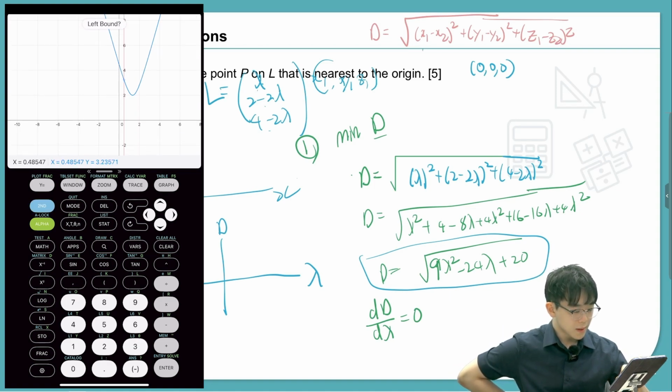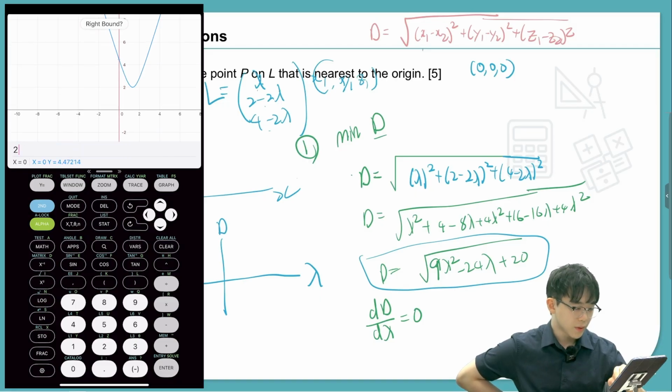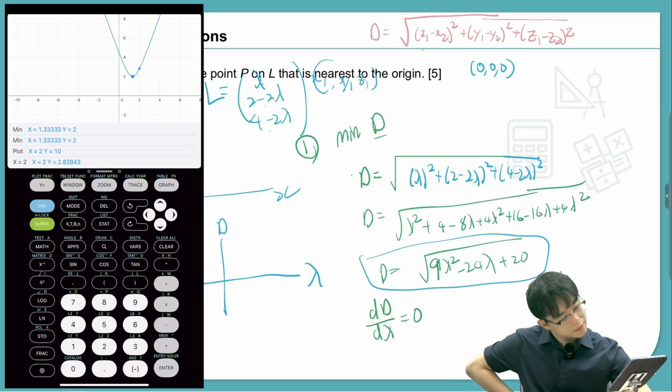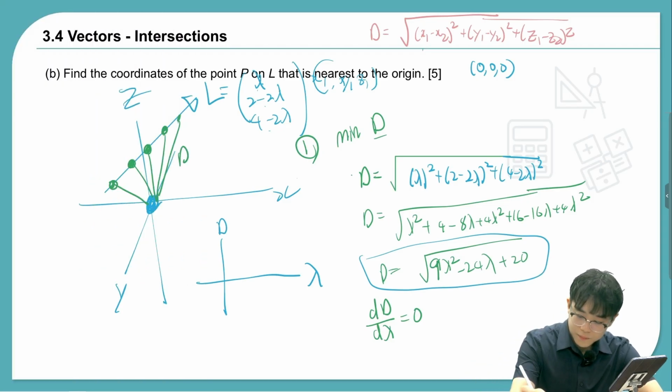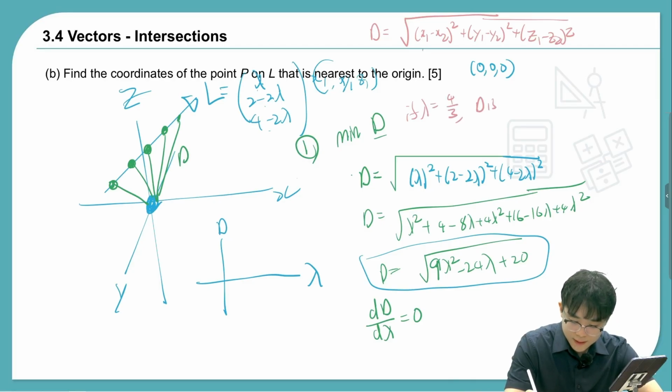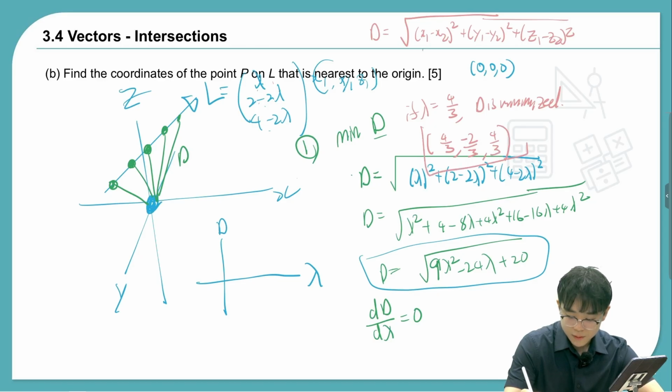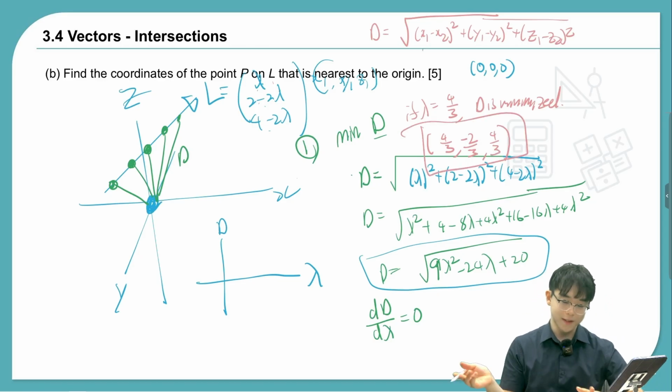So the minimum is going to be between 0 and 2, clearly. So we have lambda is 1.33. So it turns out if lambda is 4/3, then the d is minimized. So what you could do is just plug in lambda is 4/3 into this expression for L. So we would get 4/3, 2 minus 2 times 4/3, so that's going to be -2/3. And then 4 minus 2 times 4/3, that's going to be 4/3.